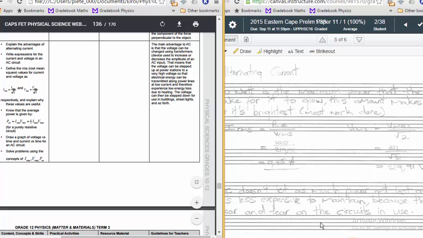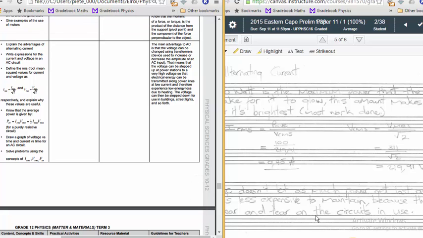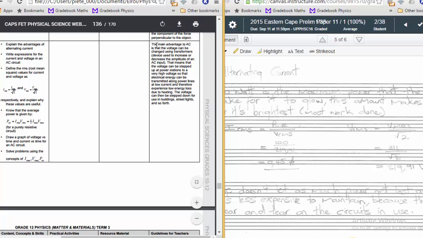Okay, there's some other advantages as well. For example, there is more damage to DC currents during the conversion process. There's damage to the transmission material, but I think the main point is the one that will be assessed and asked in the exams.